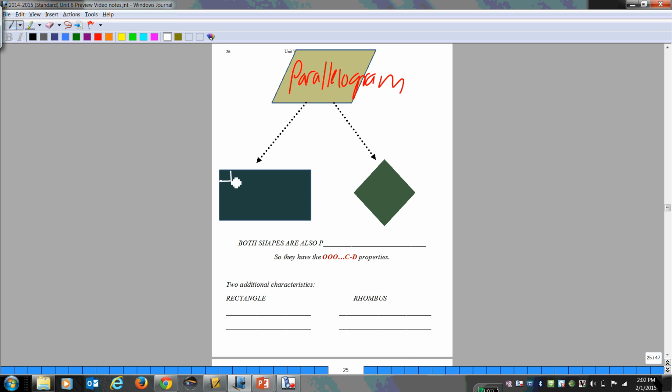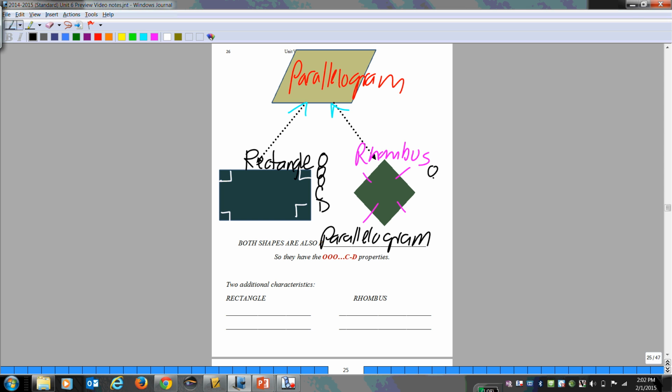And if you make four right angles, you have a rectangle. And if you make four equal sides, you have a rhombus. So both a rhombus and a rectangle are parallelograms. Since they both are parallelograms, they have all the OCD qualities, just like you inherit qualities from your parents genetically. So a rectangle has all the OCD qualities, so does a rhombus.